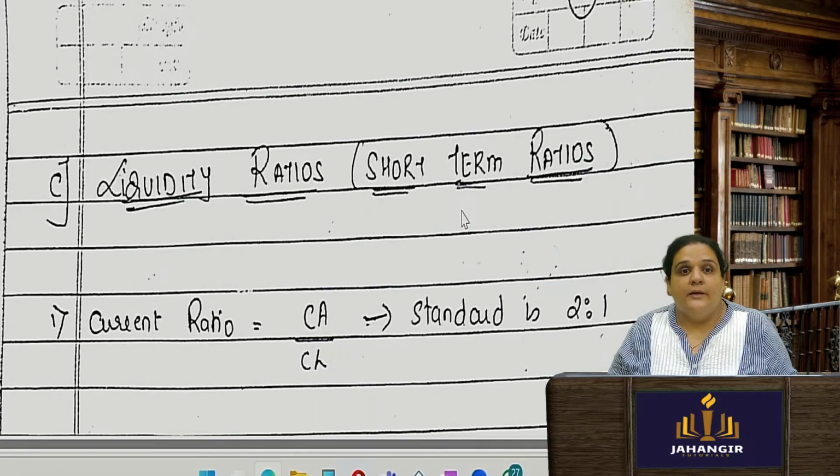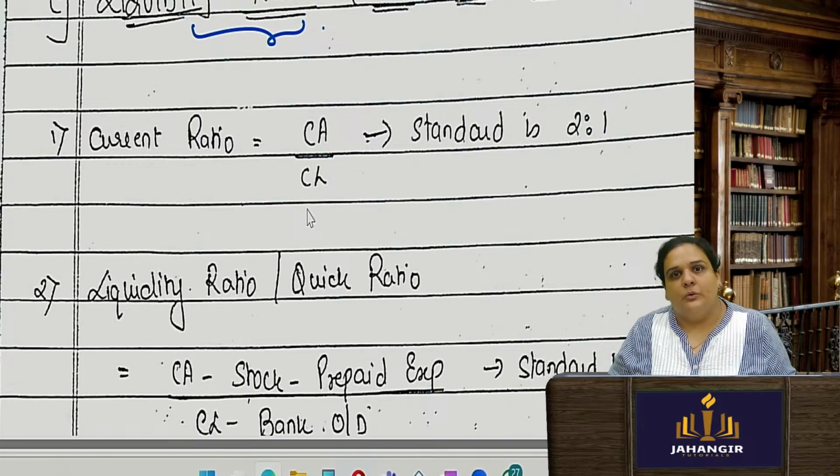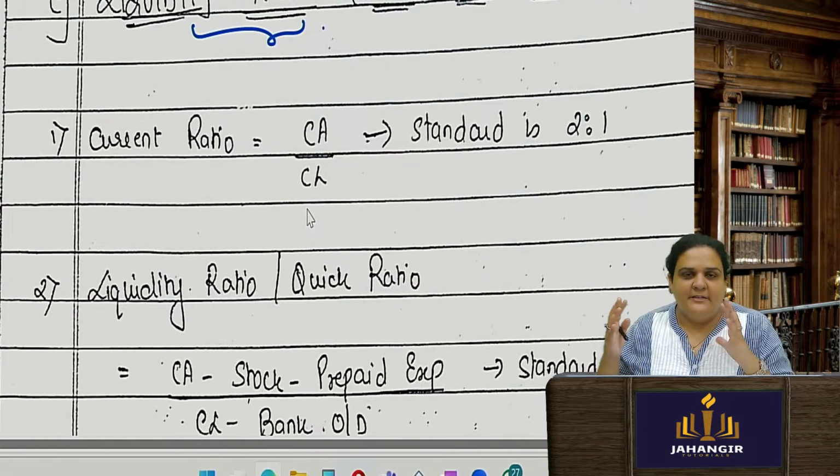Next is your liquidity ratios. Now, in case of liquidity, 2 important ratios are there. One is current ratio and one is liquid ratio. Current ratio means your current assets. What are your current assets? Those which are convertible within a period of 12 months. They will not stay in the balance sheet for years to come like fixed assets.